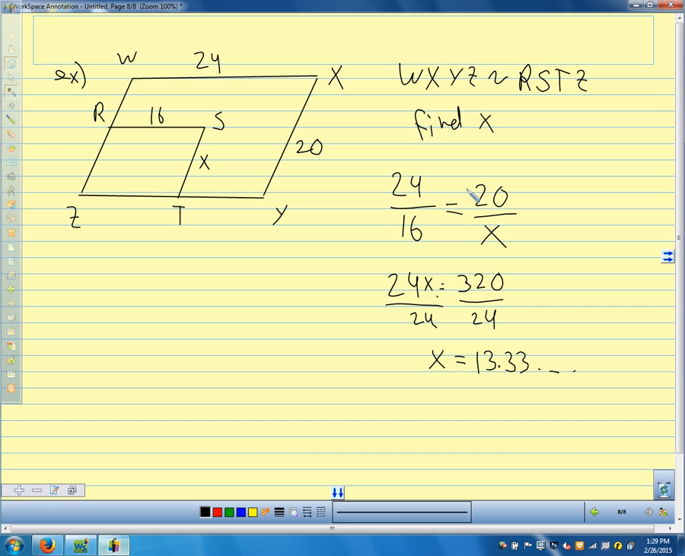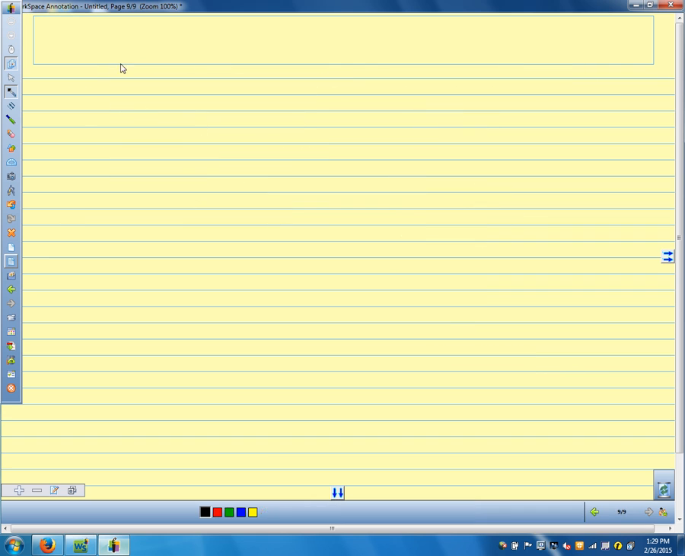So this tells us they're similar, and this says that segment WX is corresponding to segment RS. So if we make a ratio between the corresponding sides, it has to be the same as the ratio between any other pair of corresponding sides. And it says that ST matches up with XY, so that's why we picked them that way. Does that make sense? Okay. All right. Good question.